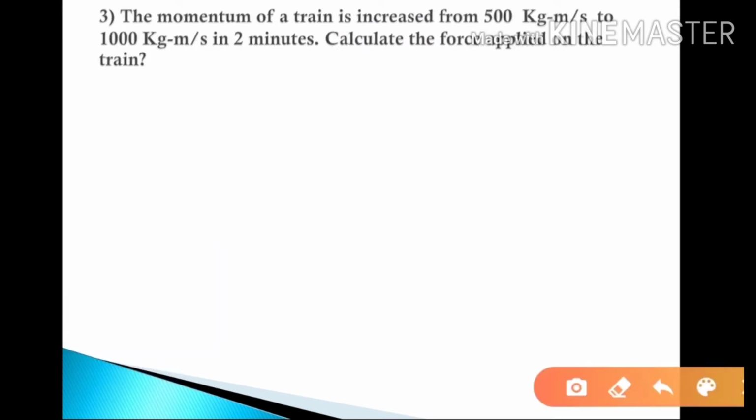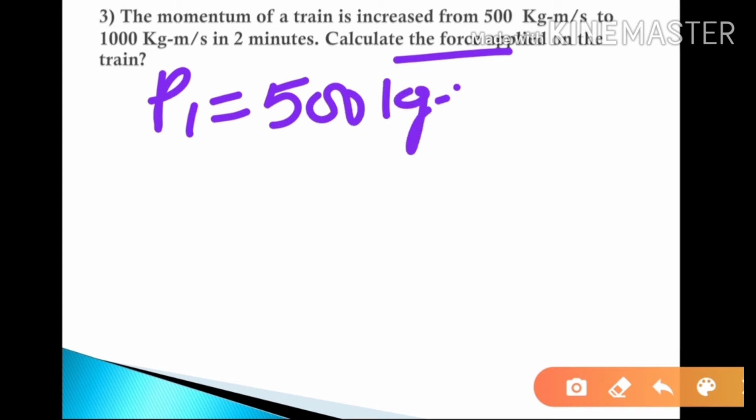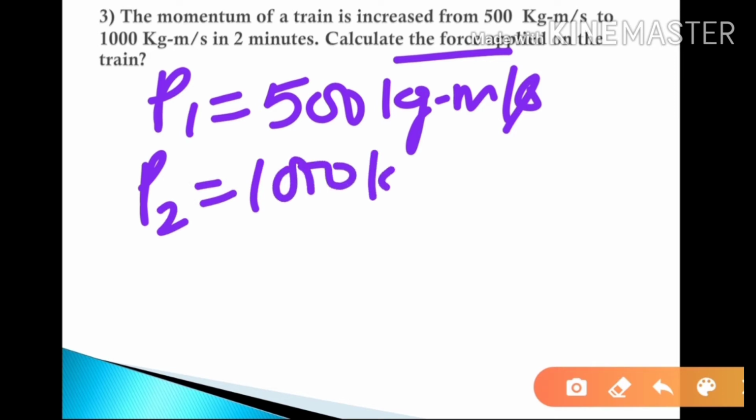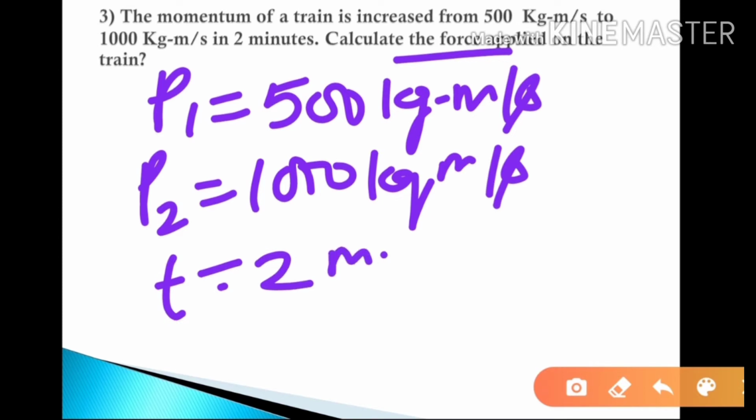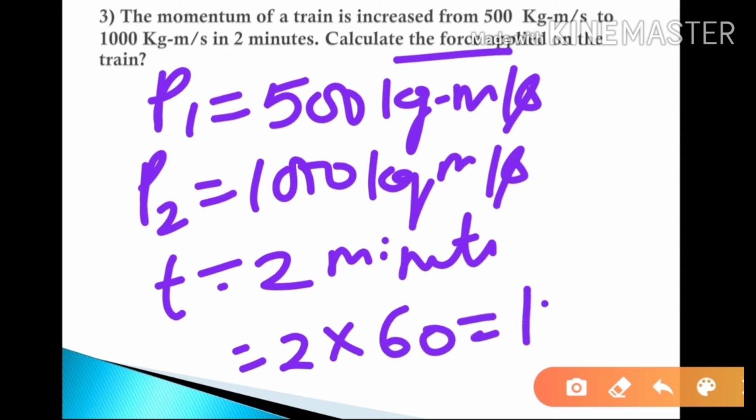Now our next question is question number 3. The momentum of a train is increased from 500 kg meter per second to 1000 kg meter per second in 2 minutes. Calculate the force. So here the initial momentum is 500 kg meter per second, final momentum is 1000 kg meter per second, and time is 2 minutes. If we convert minutes into seconds, it comes out 120 seconds, and we have to calculate the force.